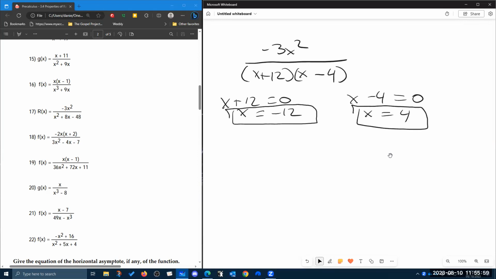Remember, again, a vertical asymptote is an x equals equation. You have to have an equation of a line. So it has to say x equals the number. It's not sufficient just to say the vertical asymptotes are negative 12 and 4.